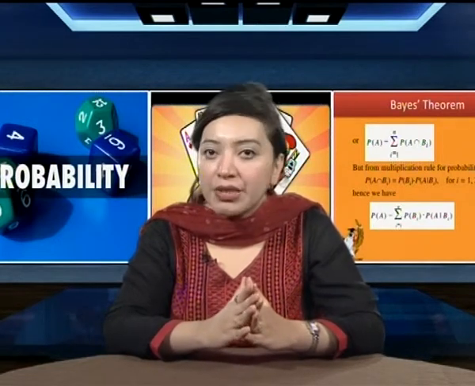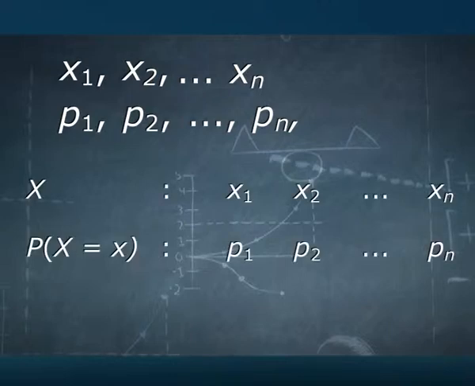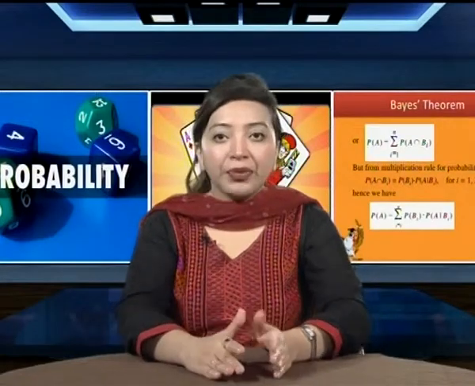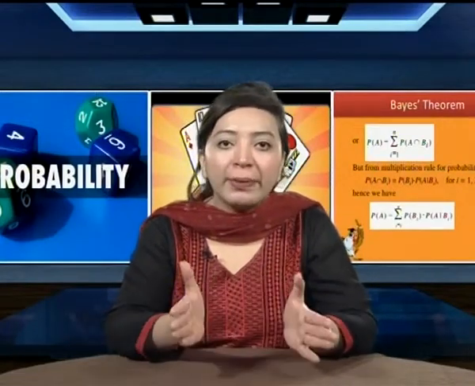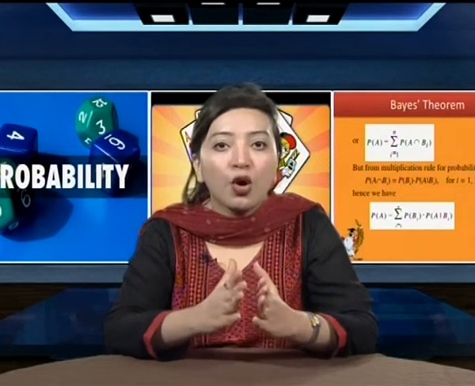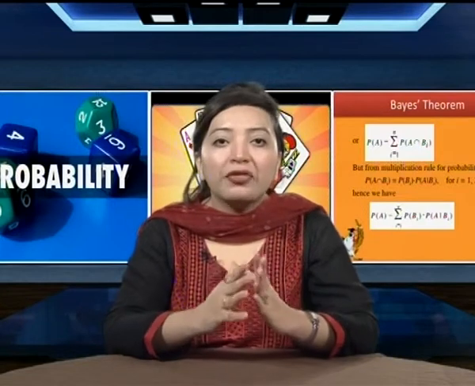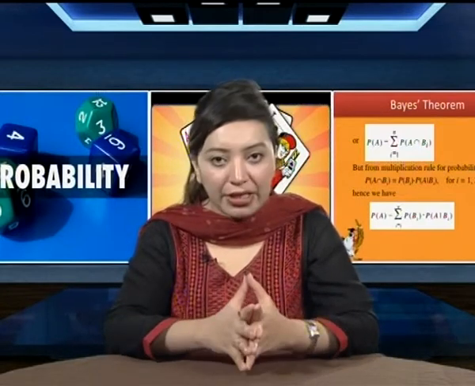If X is a discrete random variable that can take on values x1, x2, and so on xn with the corresponding probabilities p1, p2 and so on pn, then the probability distribution of X will be given as X with values x1, x2, so on xn, and the corresponding probabilities p1, p2, so on pn. Frequently, it is convenient to represent all the probabilities of the random variable by a formula, which may also be termed as a probability distribution of the random variable. Such a formula would necessarily be a function defined on the range space of X.